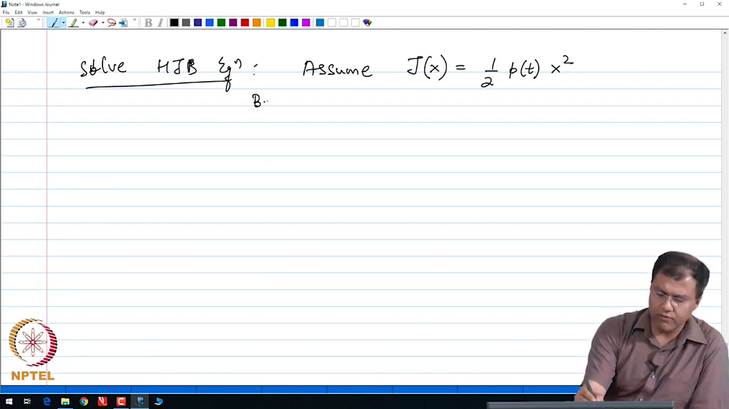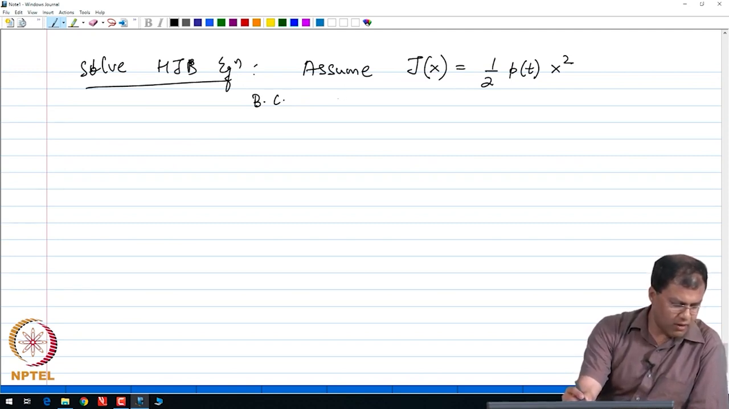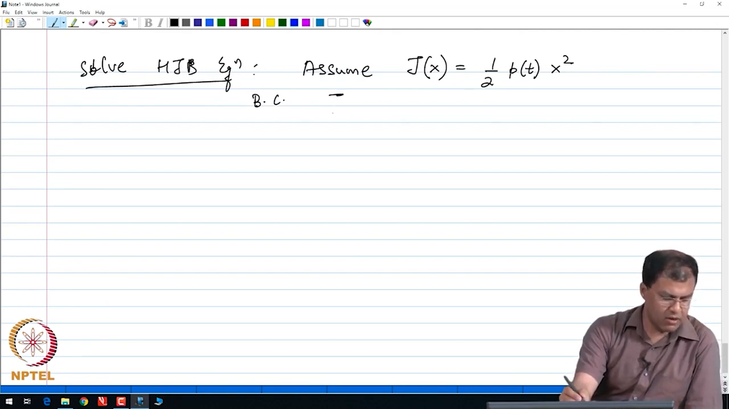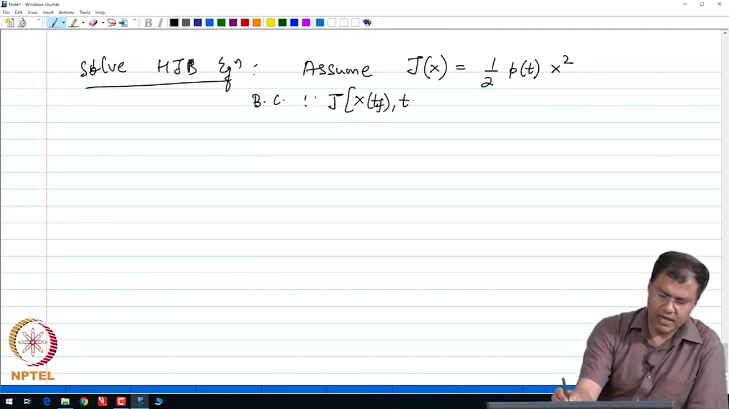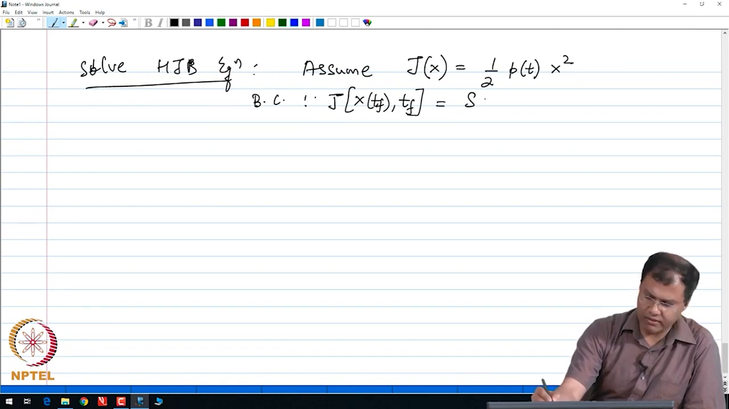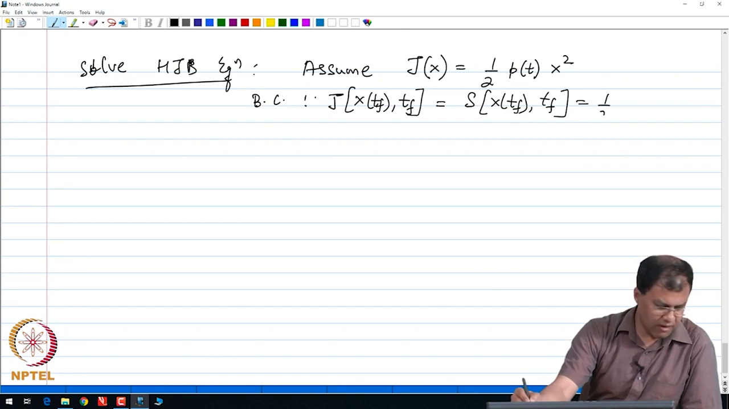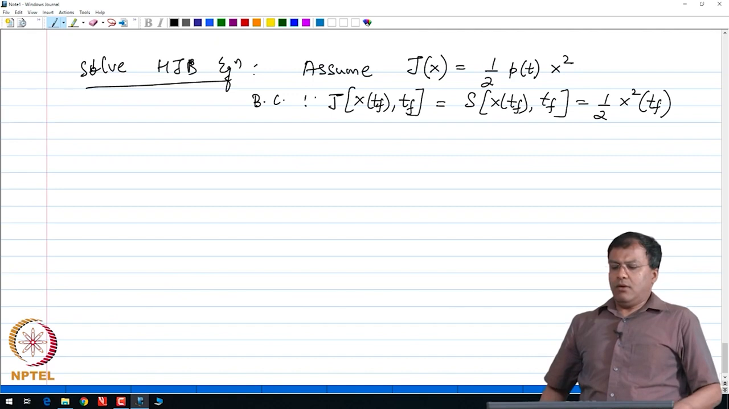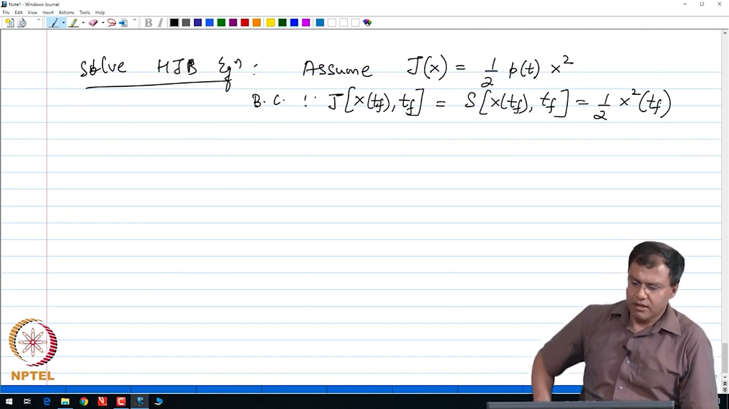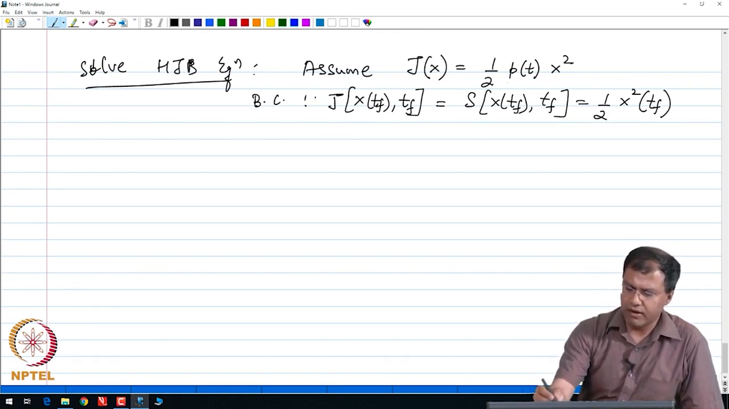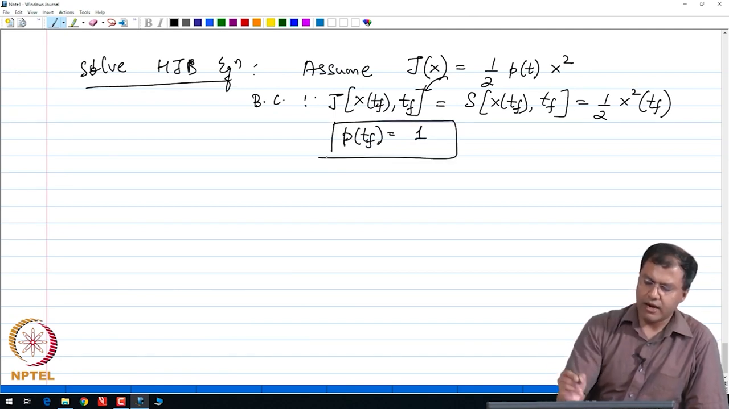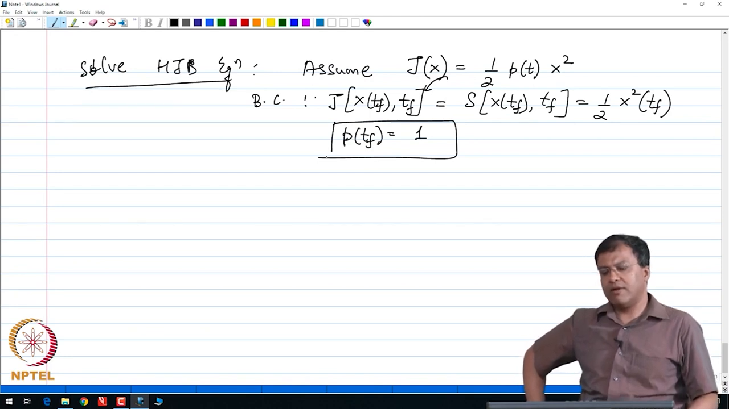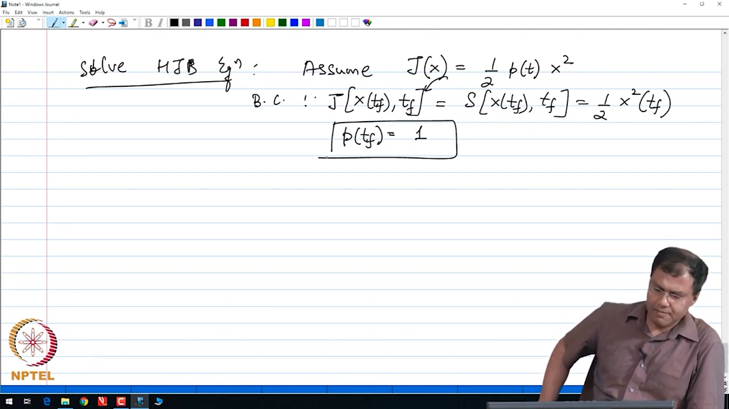But before that, let us also see what the boundary condition is. The boundary condition was the following: J at x of tf comma tf is equal to S of x of tf comma tf, and my cost function is half x square tf. Now, if we plug our form of J into this relation, I get a boundary condition P at tf is equal to 1. So, at time t equal to tf, the separable form must satisfy P at tf is equal to 1. So, we are ready to solve.